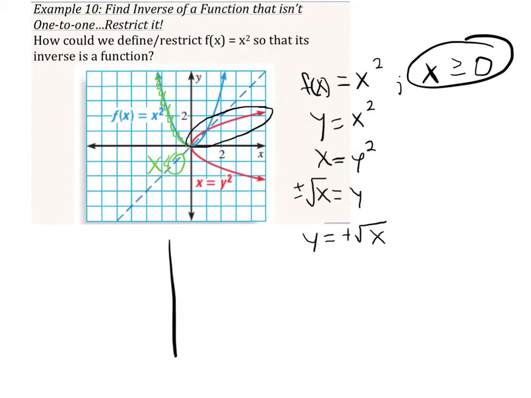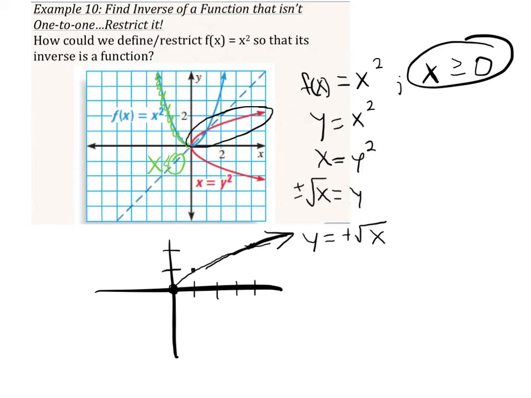So if we were to draw that, it goes back to our square root function. We're at 0, 0, 1, 1, 4, 2. And there's our function. This represents y equals the positive root x.